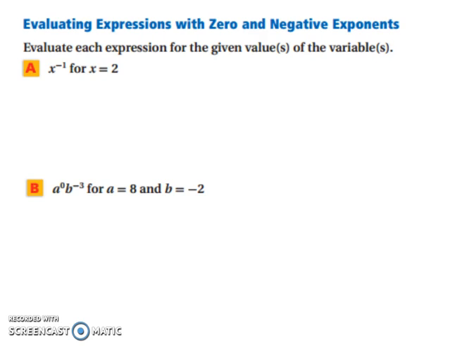Let's take it a step further. Now let's try evaluating expressions with 0 and negative exponents. So we're going to substitute 2 in for x. So we have 2 to the negative 1, which is really 1 over 2 to the first power. And 2 to the first power is 2. So we have 1/2.